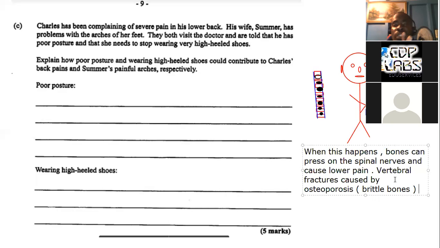All right, so it says that his wife, we'll call his wife Summer, has problems with the arches of her feet. Now, what is that? The arches of her feet. What is at the arch of the feet? What do you find at the arch of the feet? You don't know what the arch of the feet is, ladies?